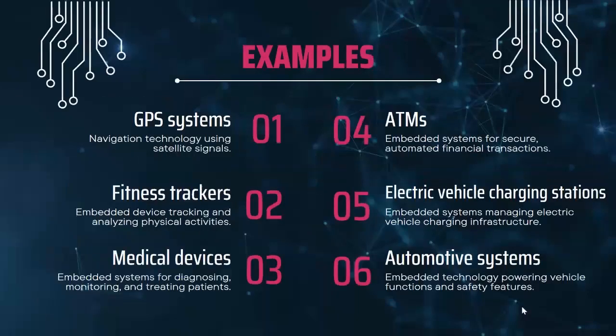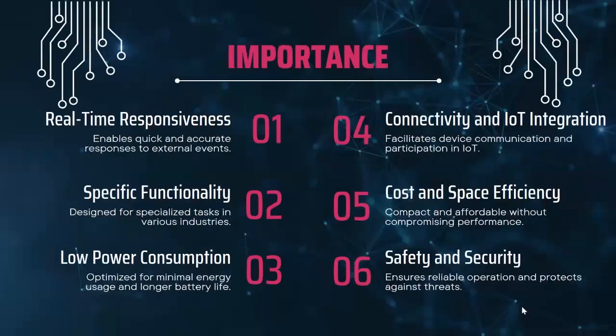As we are discussing various examples, we have GPS systems, charging stations. Nowadays, electric vehicles are there, so there is a major application of embedded system. ATMs, fitness trackers, automotive systems. Any automotive system definitely is an embedded system. Various medical devices. These are all examples of embedded system.